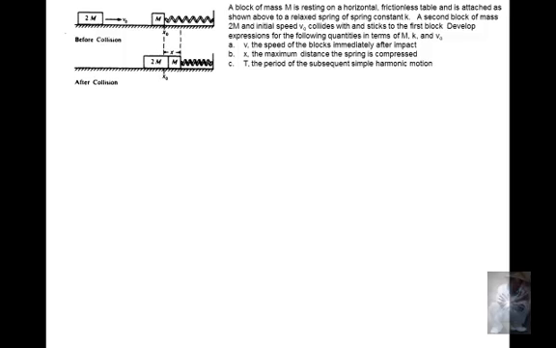It says a block of mass M is resting on a horizontal frictionless table and is attached as shown above to a relaxed spring of spring constant K. A second block of mass 2M, with initial velocity V initial, collides with and sticks to the first block. We need to develop expressions for the following quantities in terms of M, K, and V initial.